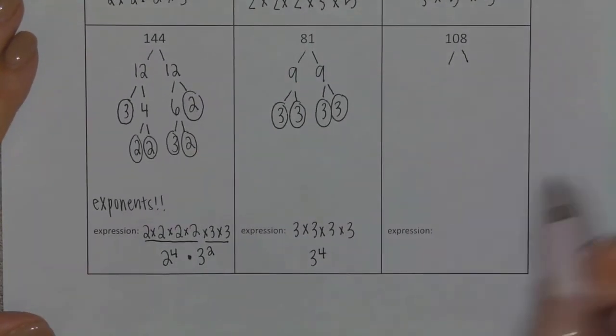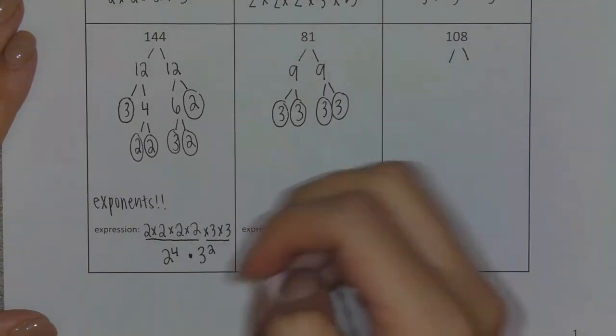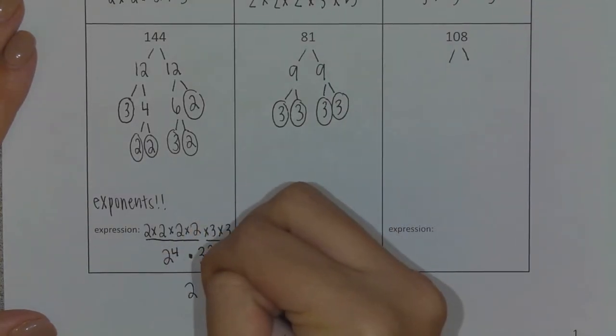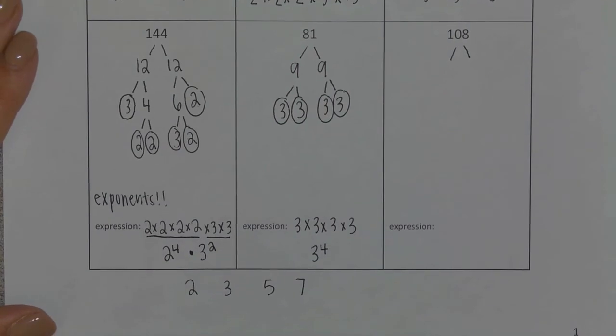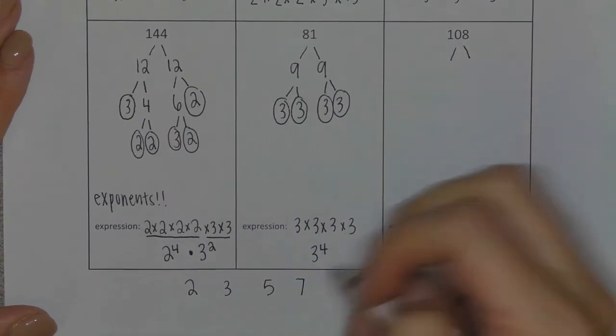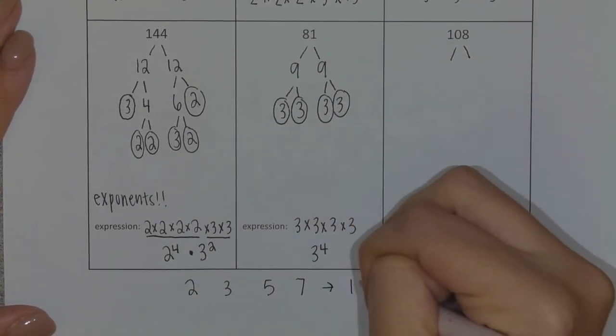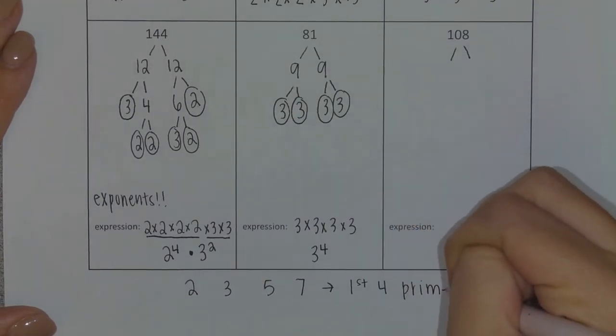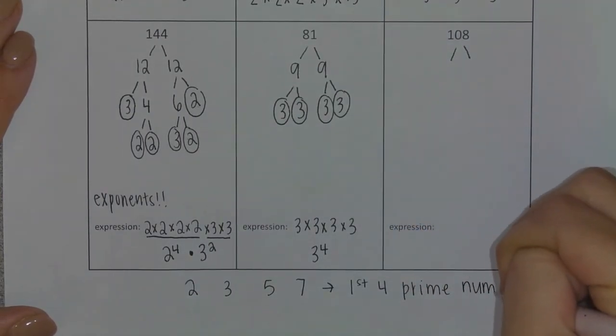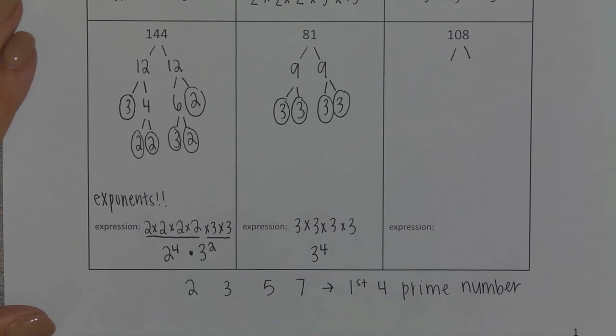Always start and check to see if your original number is divisible by 2, 3, 5, or 7. Now, why 2, 3, 5, or 7? Because those are our first 4 prime numbers. So we're going to see if maybe we can weed out a prime number right off the bat.